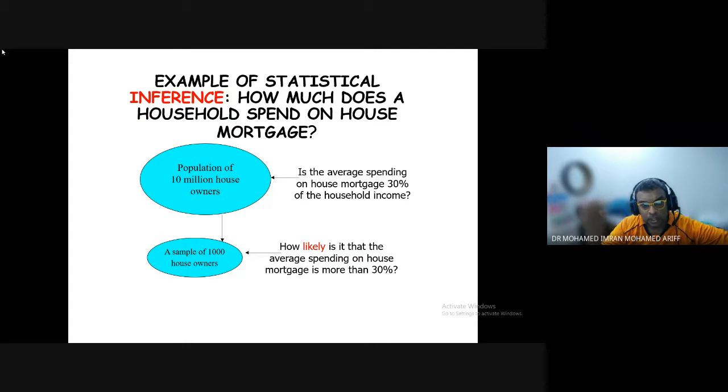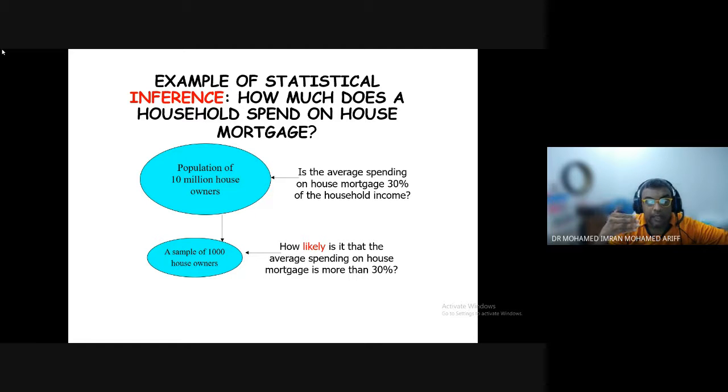Kalau dari soalan population is the average spending on house mortgage 30% of the household income. Bermaksud if your household income is 10,000, bermaksud RM3,000 akan dibelanjakan setiap bulan untuk rumah. Okay. Tetapi it's impossible lah kalau kita nak dapatkan data population.